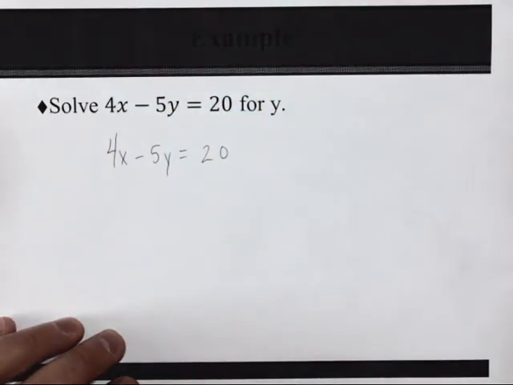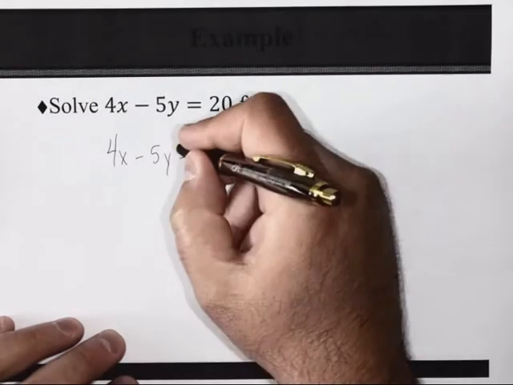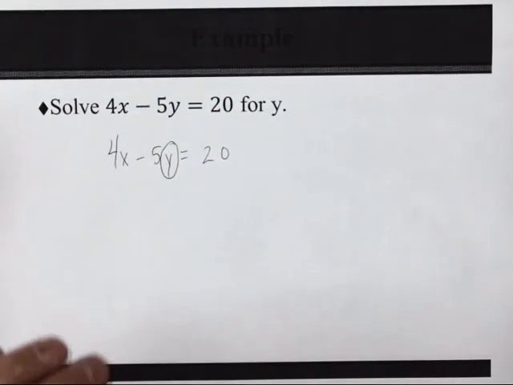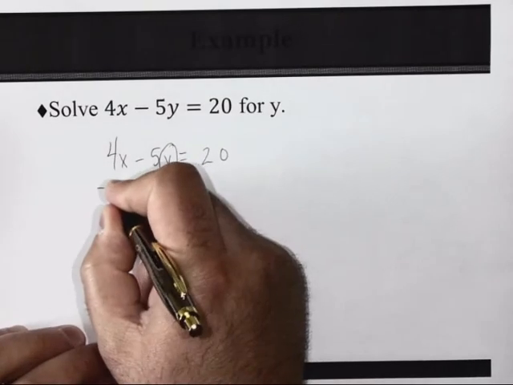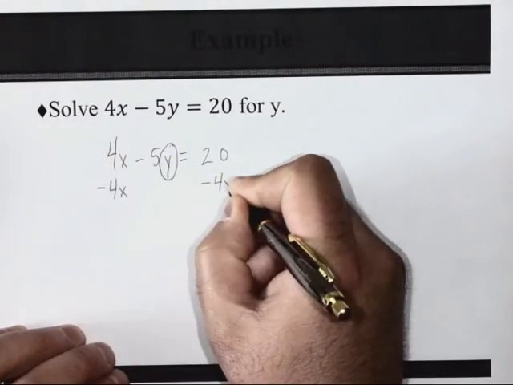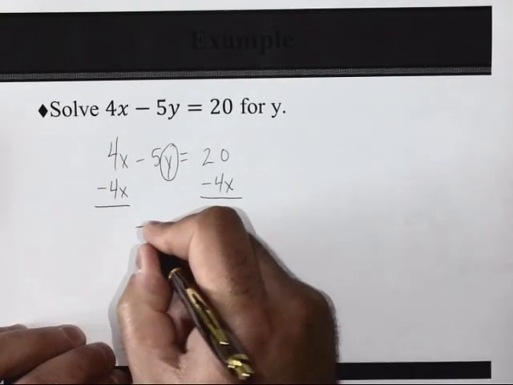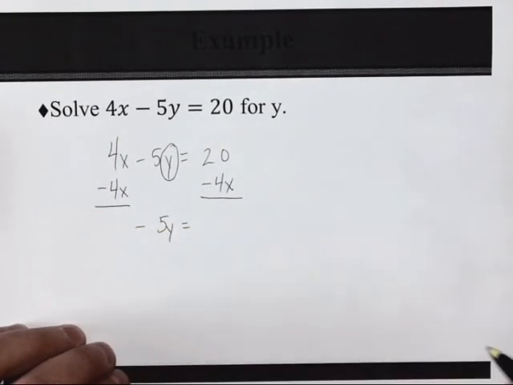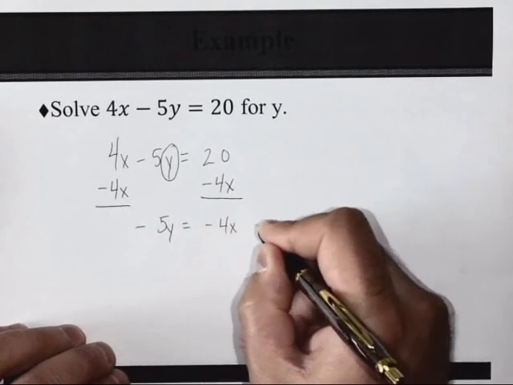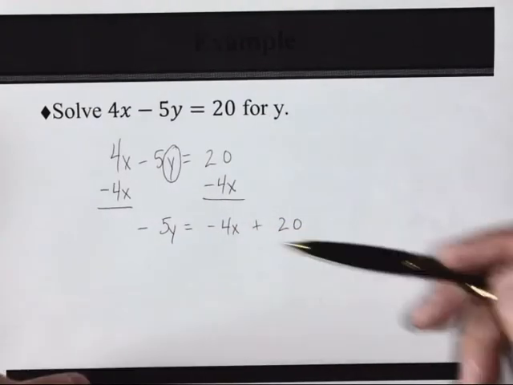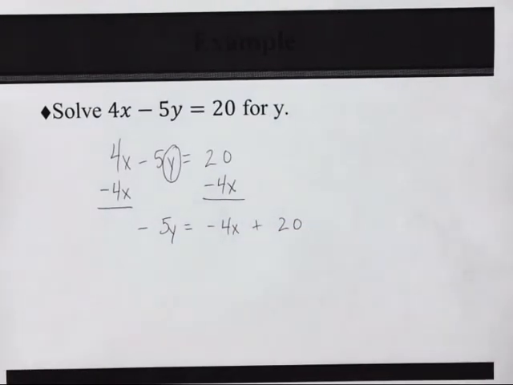Okay, so 4x minus 5y equals 20. Solve for y, so I'm going to circle that. So I want to move everything from the left side but y. So once again, work with the adding, subtracting inverses first. So negative 5y equals negative 4x plus 20. These are not like terms, so I can't combine them. So I keep them separate.